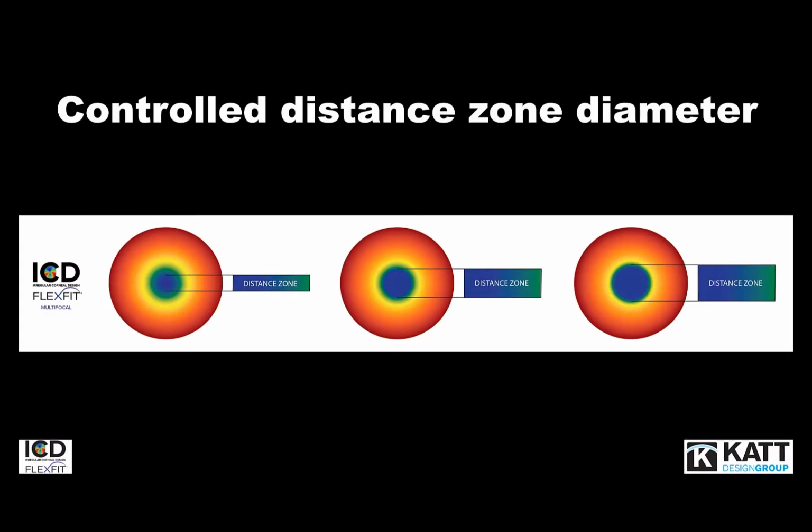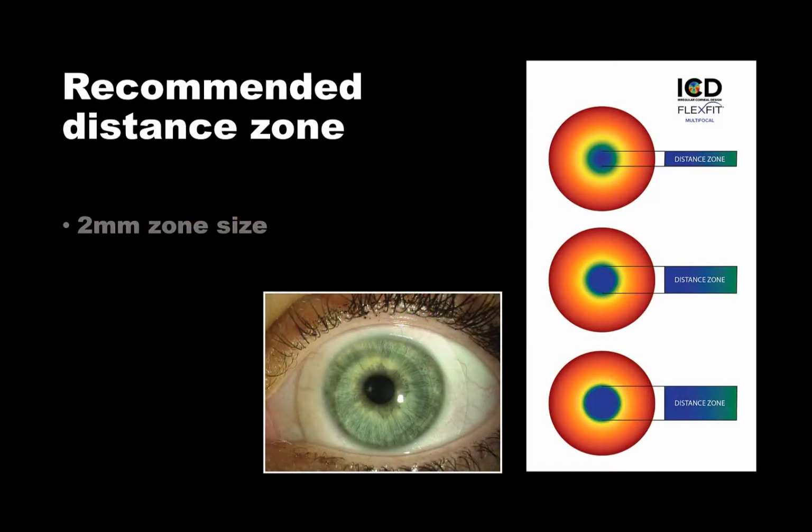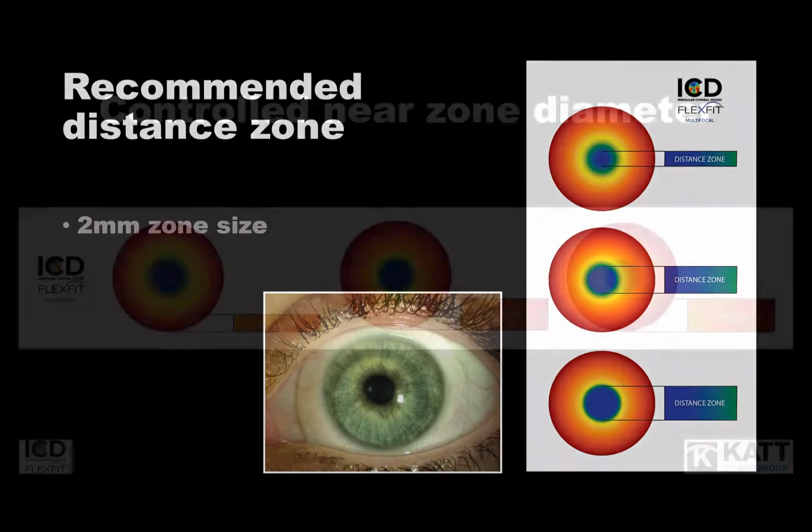altered, specific for each patient's need. The ability to control the distance, intermediate, and near zone diameters is important because we know the pupil size varies based on age and patient. 2 millimeters is the recommended distance zone diameter that you should start with.